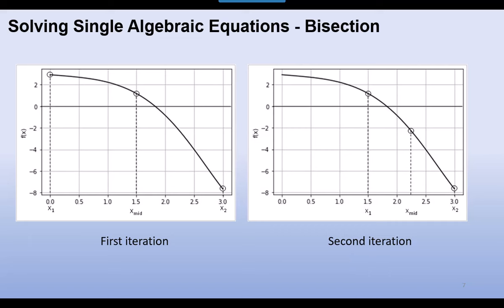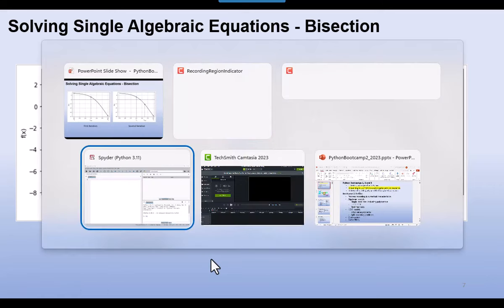So what we're going to do is we're going to pop over to Spyder, and we're going to code a function that implements bisection. You can do that with me, and then we'll put that function to work on an example equation, actually the one that is represented by this curve here. So let's pop over to our Spyder editor.